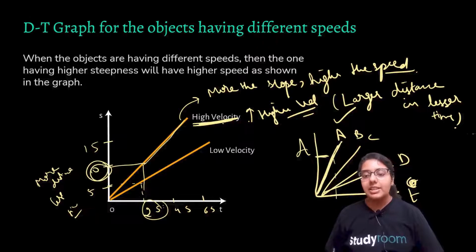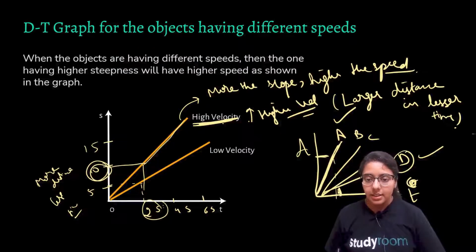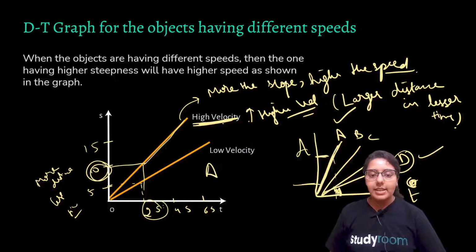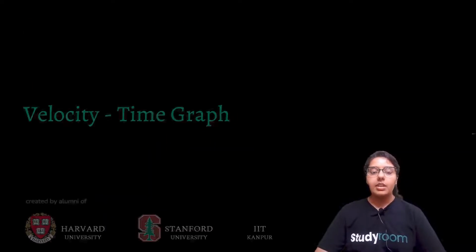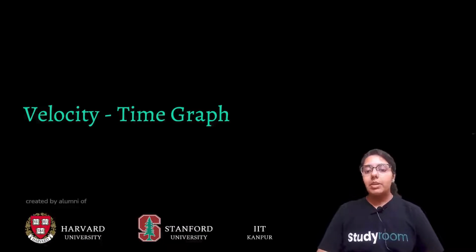And which has the lowest velocity? D. Why? Because least distance is covered in the same amount of time, okay? So if I have to compare their velocities, A is greater than B, then C, then D. This is the order of your velocity. Moving further, we will be studying about velocity time graph, okay?